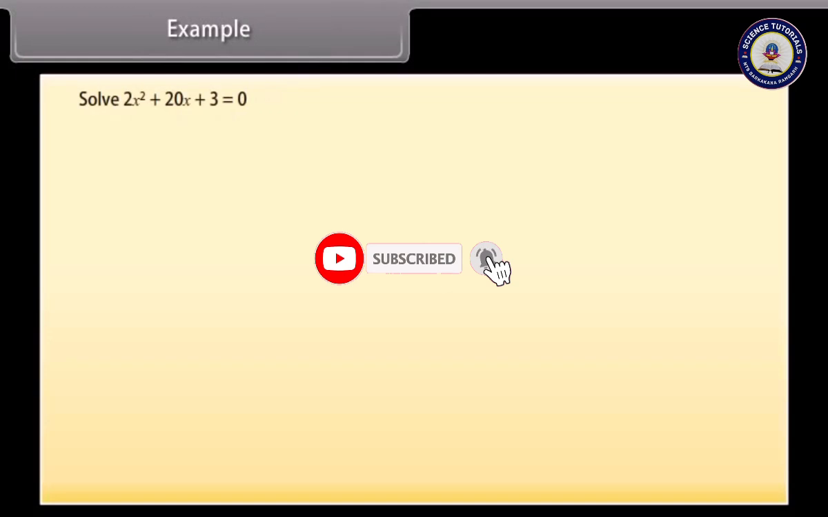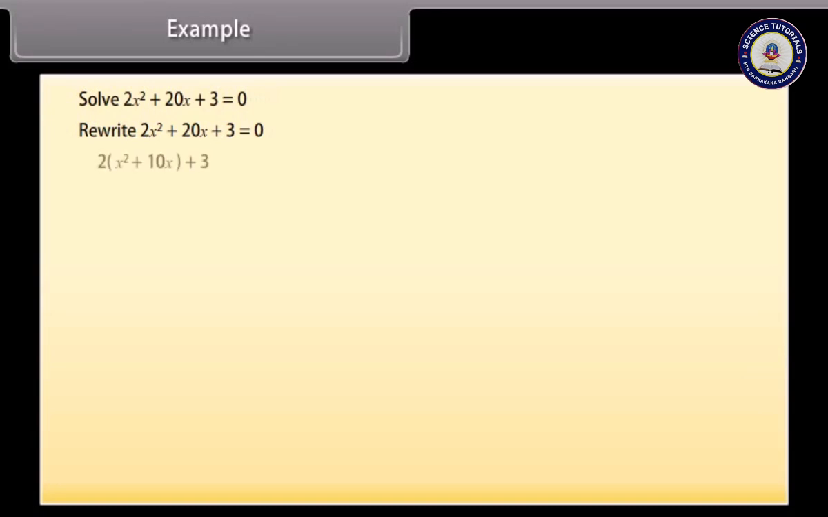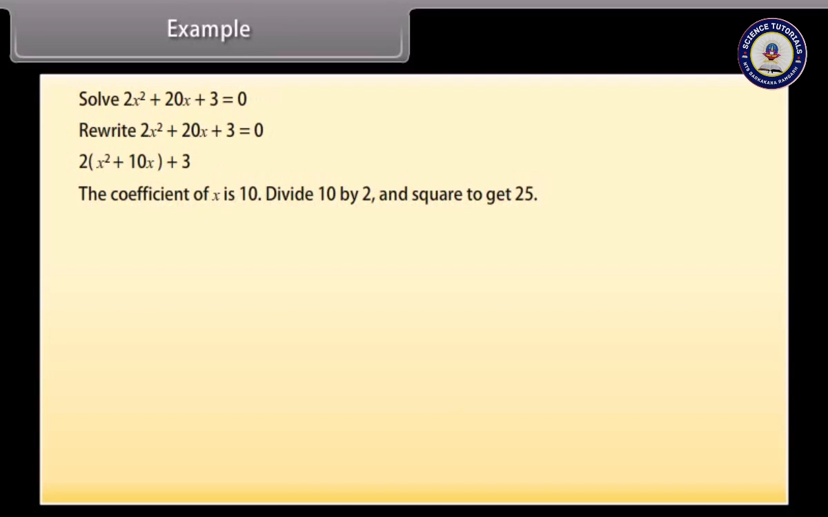Example. Solve 2x² + 20x + 3 = 0. Rewrite 2x² + 20x + 3 = 0 to get x² on its own: 2 into (x² + 10x) + 3. The coefficient of x is 10.